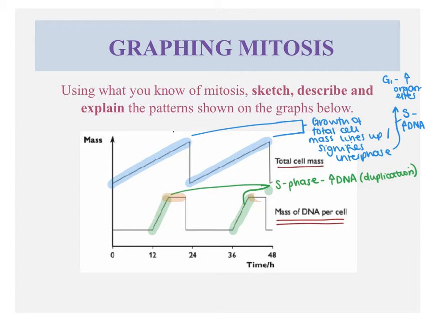Now this orange section, hopefully this comes out, highlights where we've got our G2 phase. Okay, remember, we're not going to get any more growth of the cell. It's there to just double check what's happening. So our DNA remains constant.